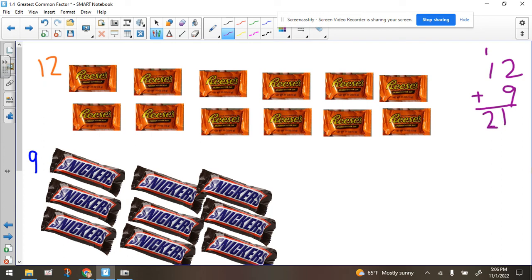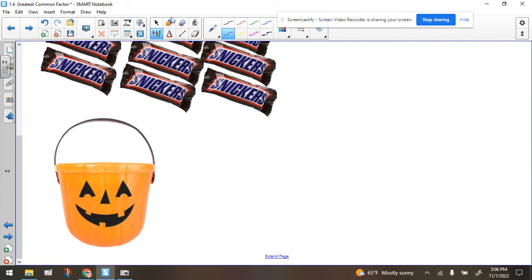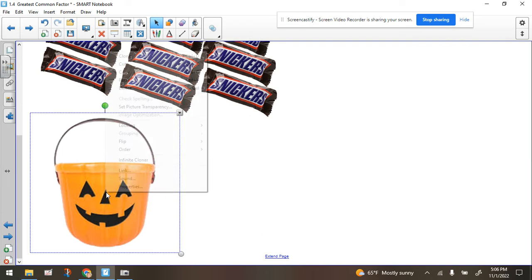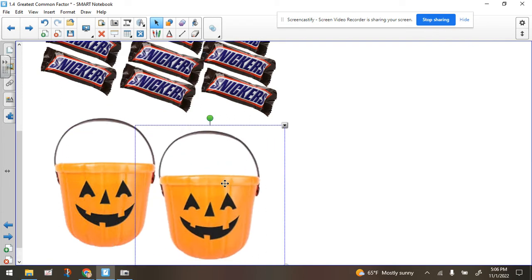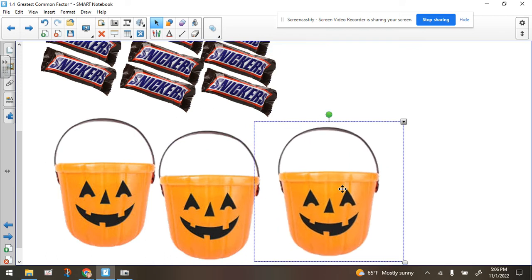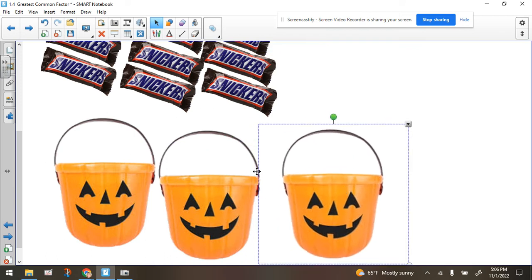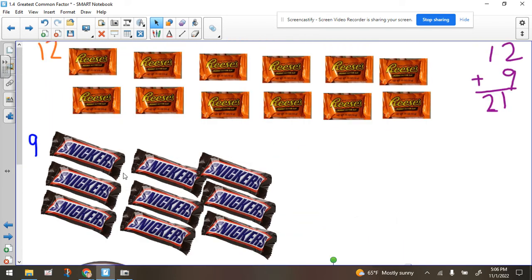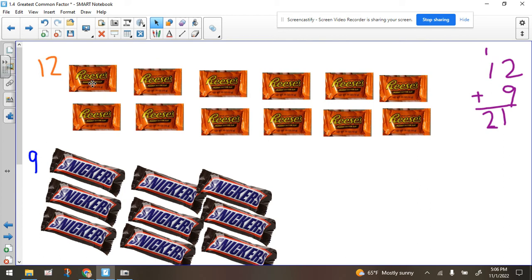Now our task here is we're going to try to come up with containers because we're going to put these in containers. We have to figure out how many of these containers do we need. So I'm just going to clone this. Is it 2 containers? Is it 3 containers? Is it more? We're going to try to have the greatest number of containers that would have the same amount of Reese's Peanut Butter Cups and Snickers inside it. So let's find the GCF of 12 and 9.